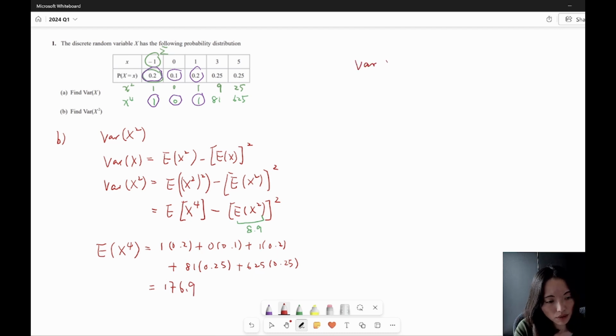Therefore, the variance of x squared equals the expectation of x to the 4 minus the expectation of x squared, all squared, which is 176.9 minus 8.9 squared. And the answer is 97.69.